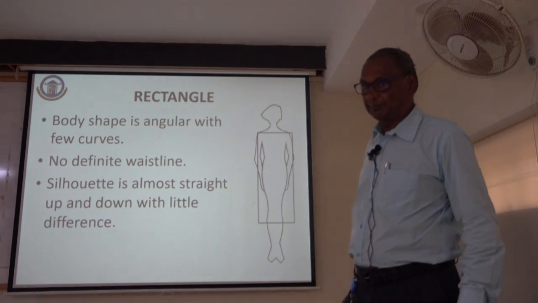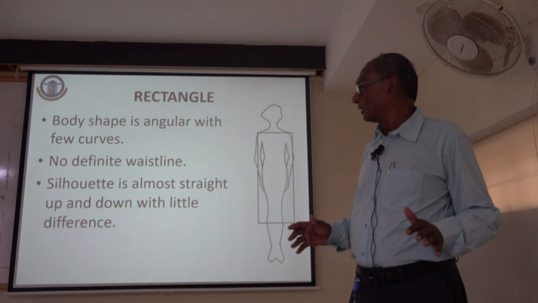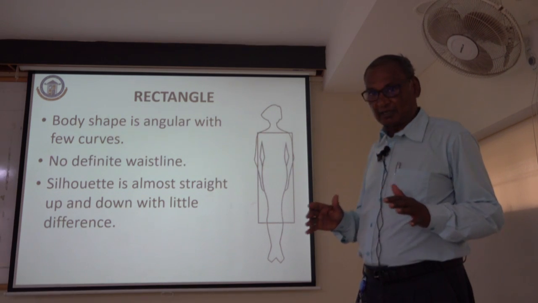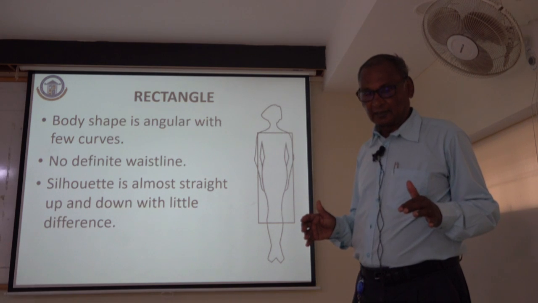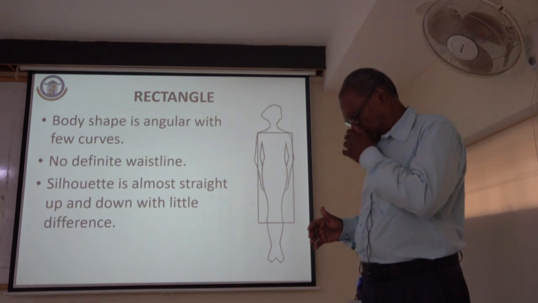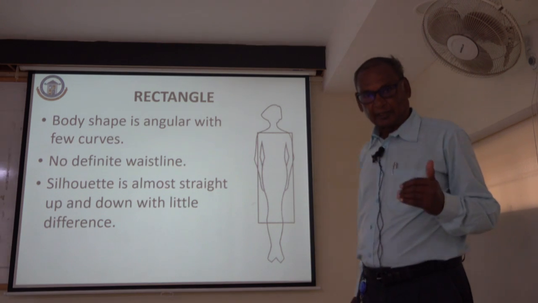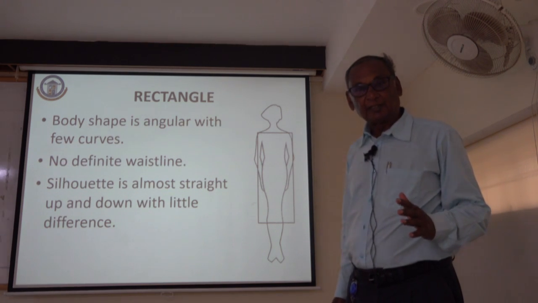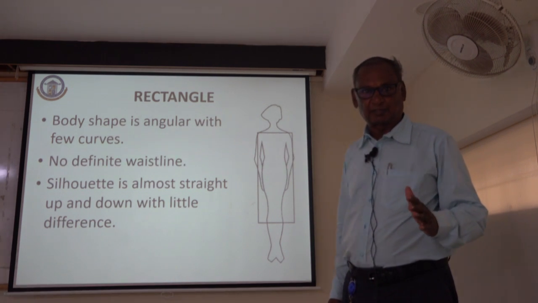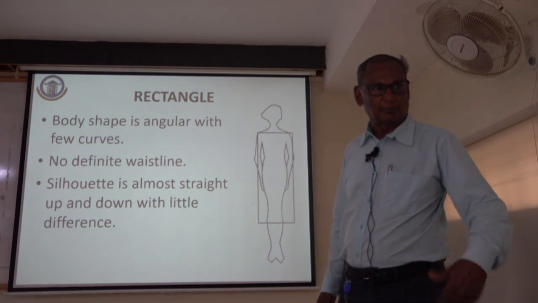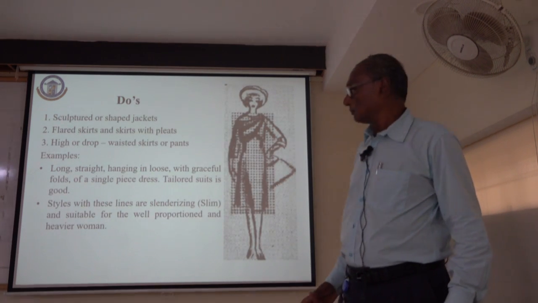Yeah, rectangle shape. Here the body shape is angular, with no definite curves, so there is no waistline. It looks like a barrel. The silhouette is straight. There are people with this shape who are normal in health, there is no difference, but how to make dresses for them, what is best suited for them, let's see.